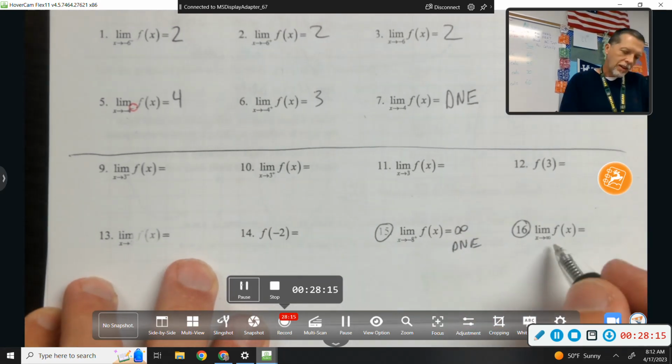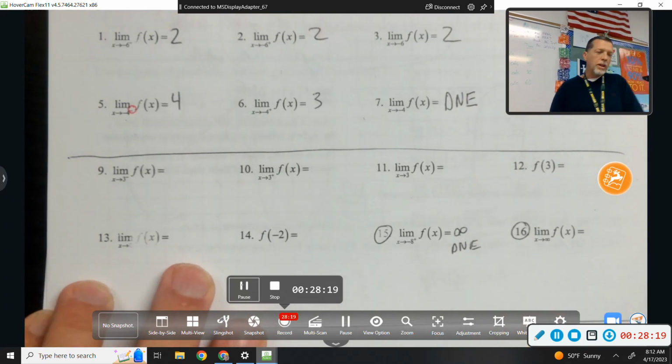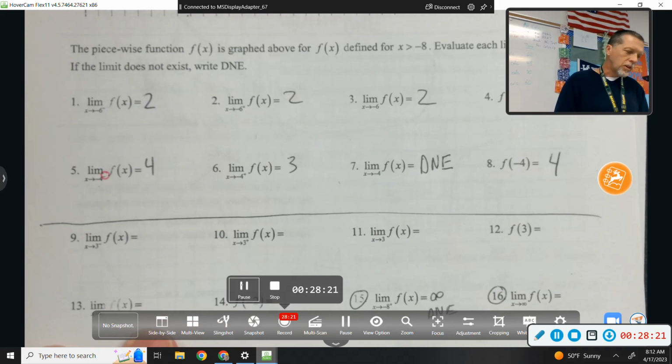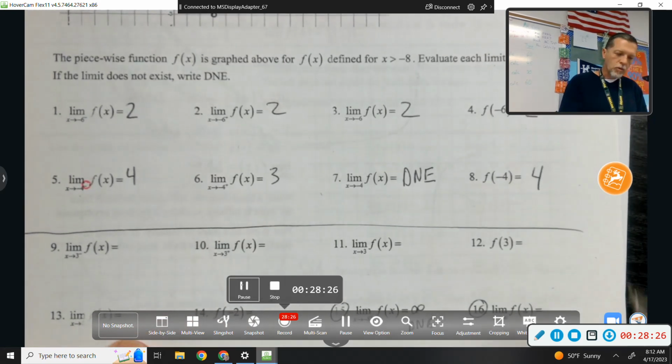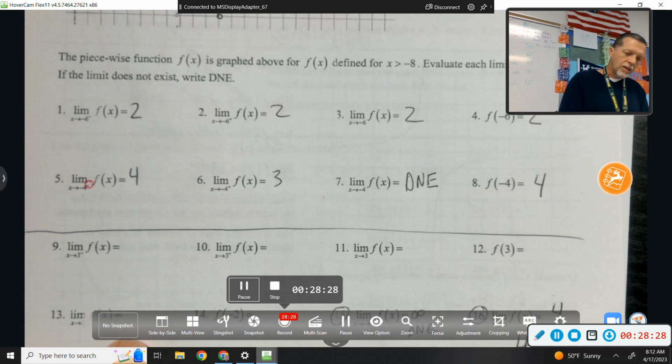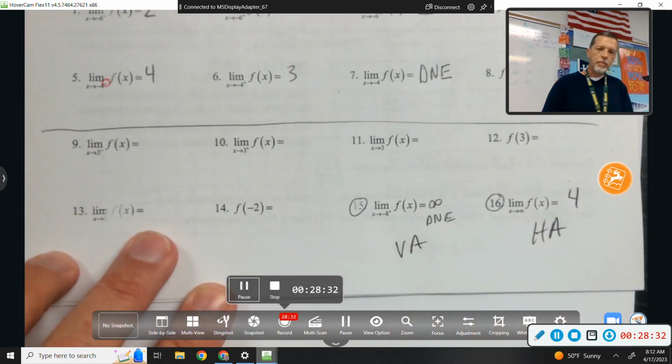And then how about as x approaches infinity? So this is sort of the other way. X is getting really, really, really, really big. What is our function approaching? 4. So that makes that a horizontal asymptote. And the one before was a vertical asymptote.